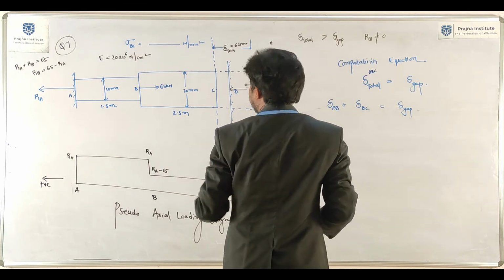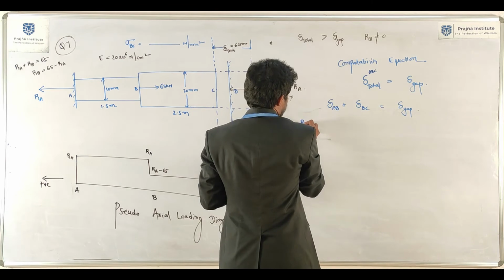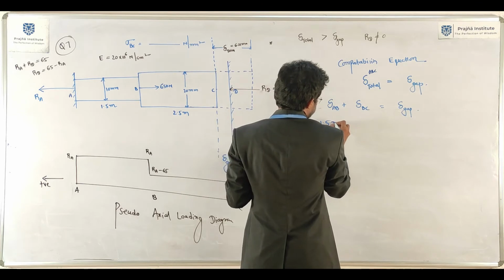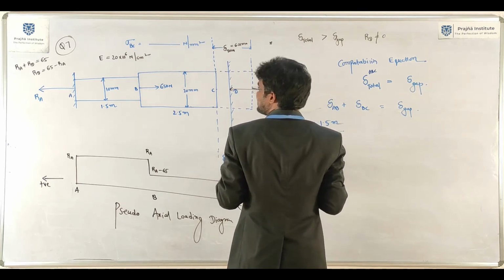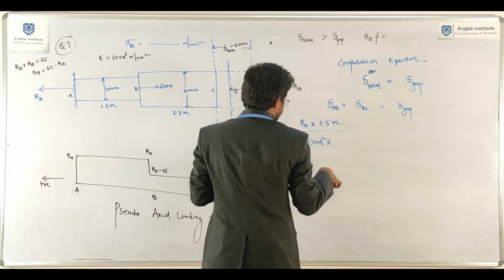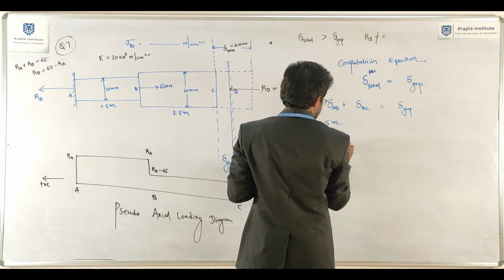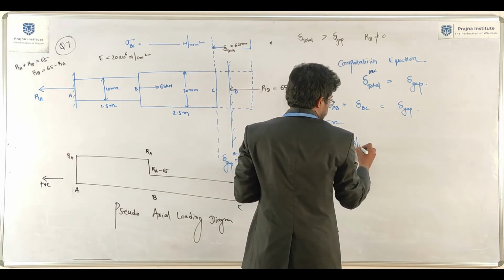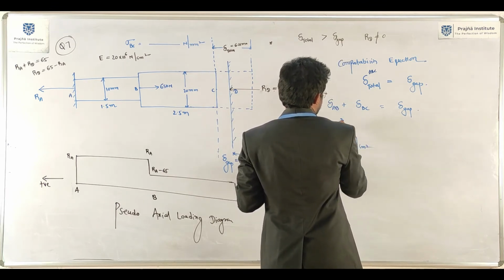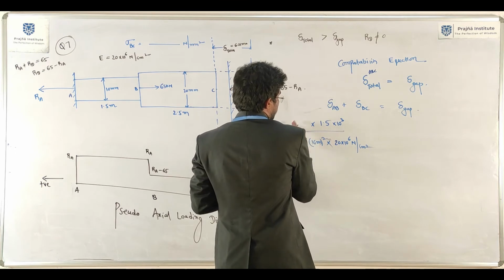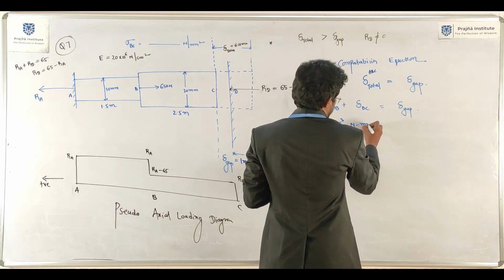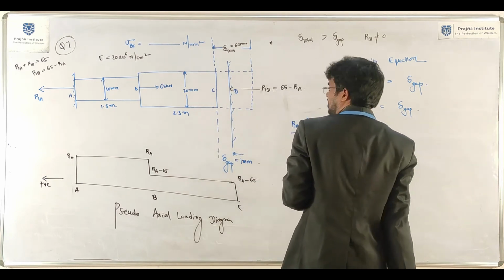How much is delta AB? Load in the member is RA, into what is the length? 1.5 meter, by AE, pi by 4, 1 centimeter whole square, into E, 20 into 10 power 6 newton per centimeter square, into 10 cube. Here RA is in terms of kilonewton, 10 cube newton, newton mm. Finally, it is newton.